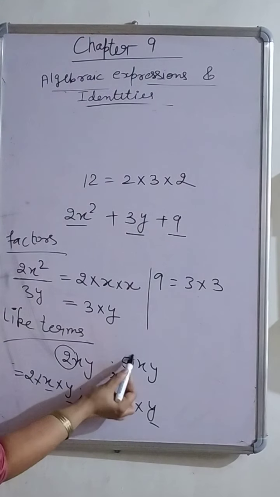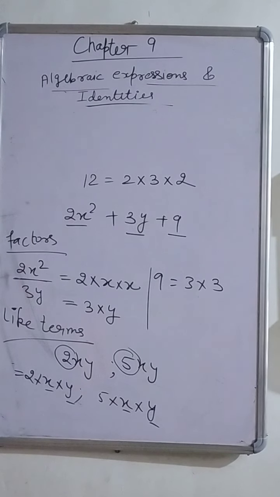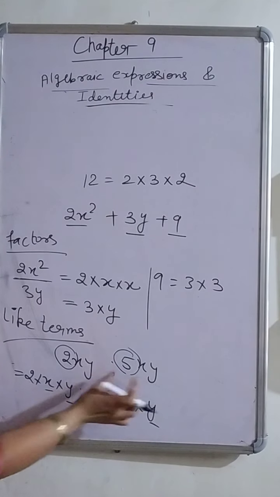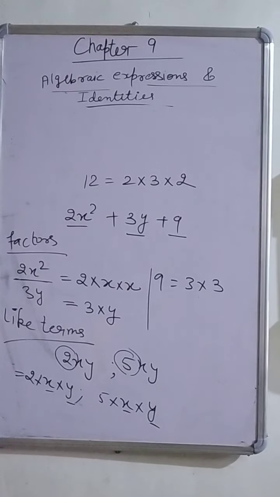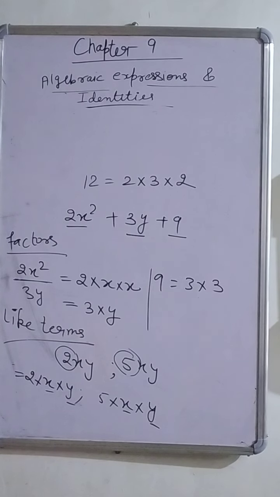And the coefficient can be different. Here it is given 2, here it is given 5. Coefficients can be different, but the variables factor must be the same. That's why we are saying terms with the same literal factor. Literal factor means variables factor. Fine.